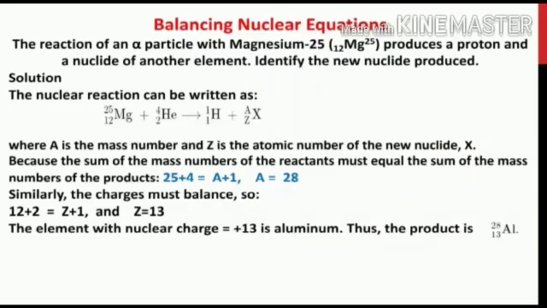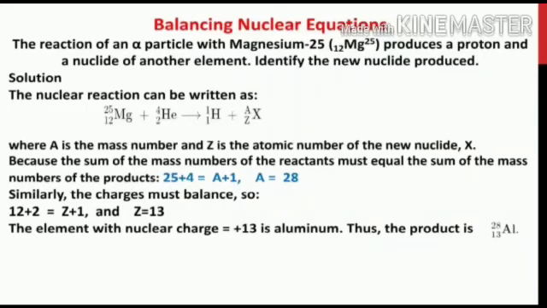Similarly, we have to balance the charges. When we balance, we can write 12 plus 2 is equal to Z plus 1. 12 is the atomic number of magnesium and 2 is the atomic number of the alpha particle.